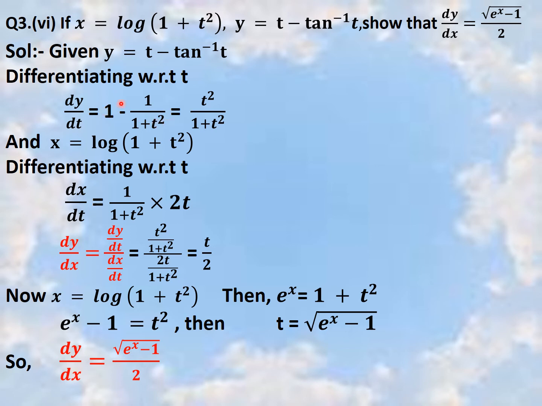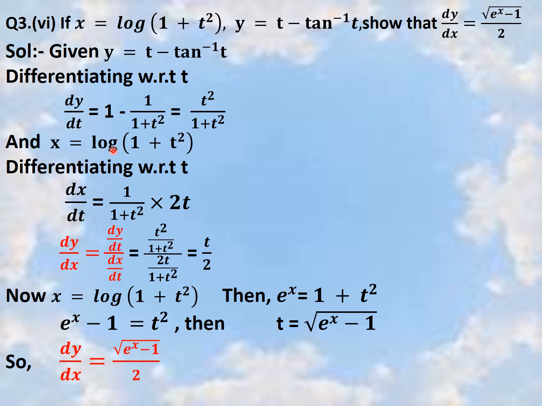So, 1 and minus 1 will get cancelled and only t square will remain in the numerator. So, dy by dt is t square upon 1 plus t square. Now, x is equal to log of 1 plus t square. That is the first function. Differentiate again with respect to t.